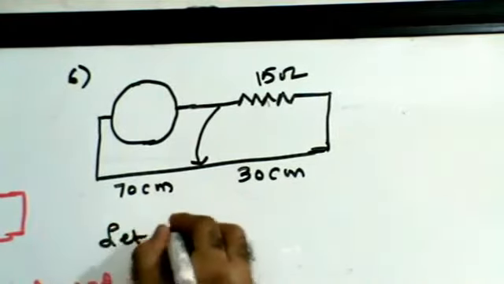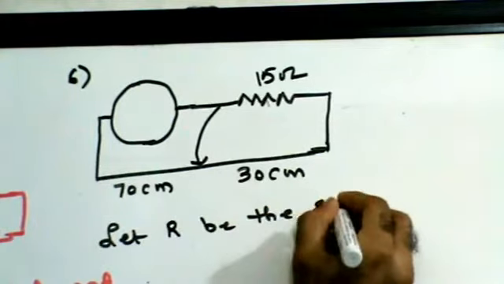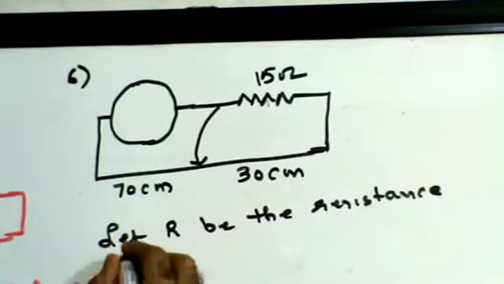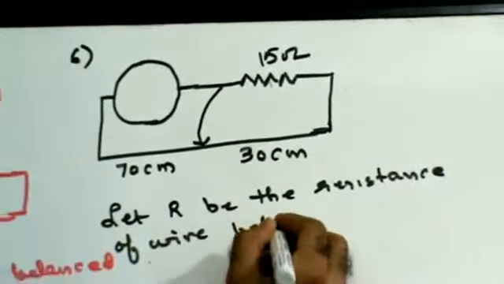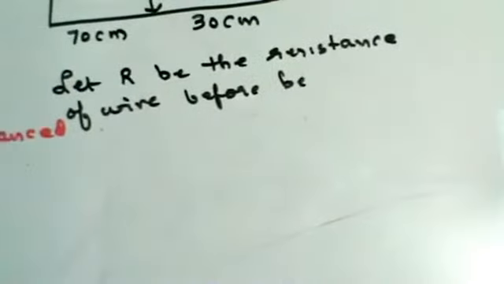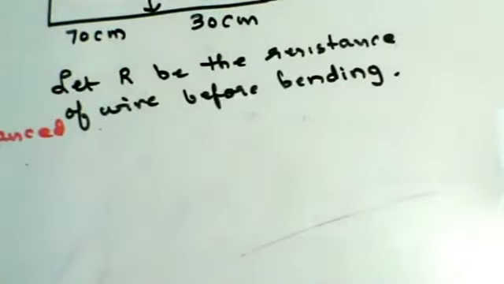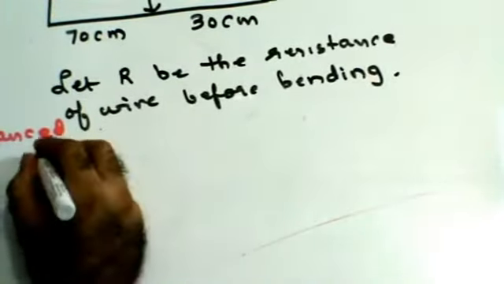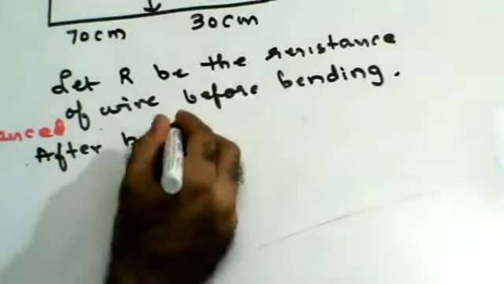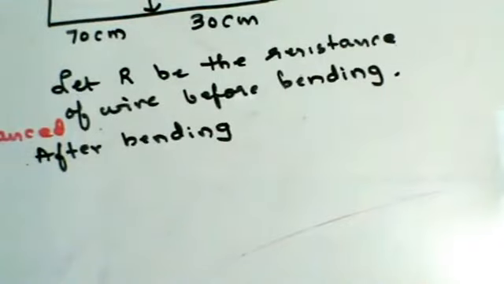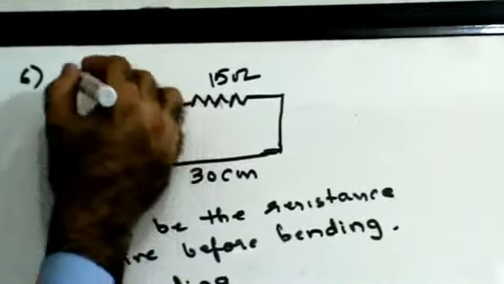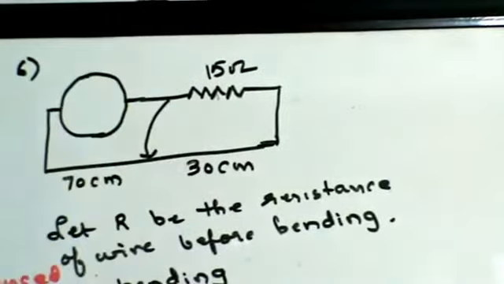Now let us assume, guys, let R be the resistance of wire before bending. Now, if R is the resistance of the wire before bending, then after bending, each half, see, diametrically two halves, so it's like two resistances which are connected in parallel. This upper half, upper semicircle is one resistance, the lower semicircle is one resistance. So after bending, it is R by 2.